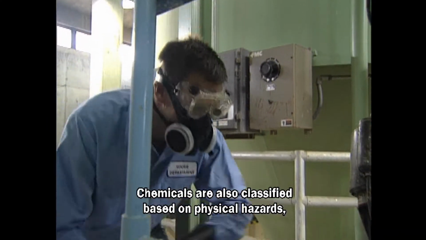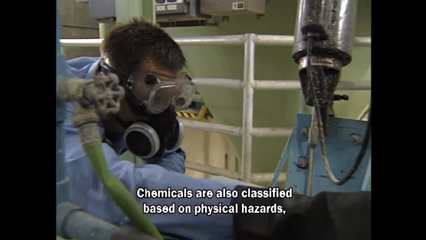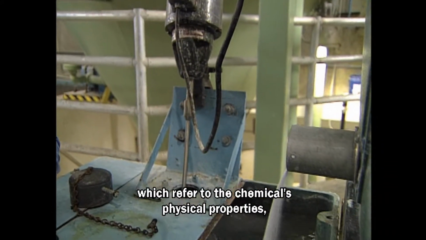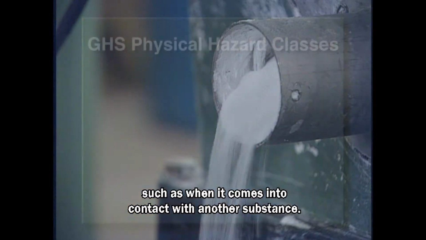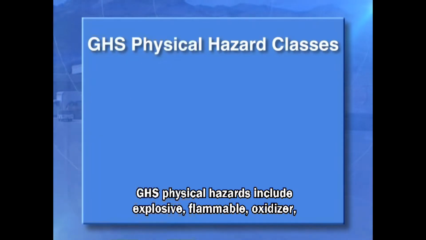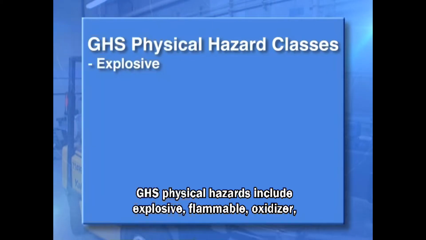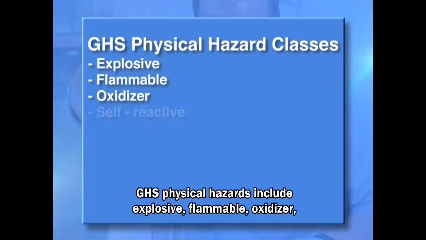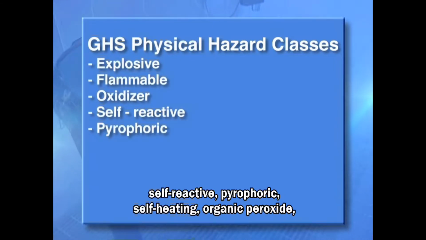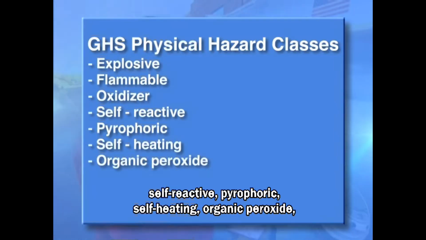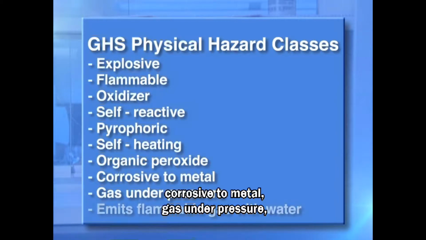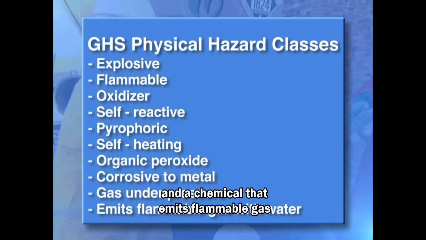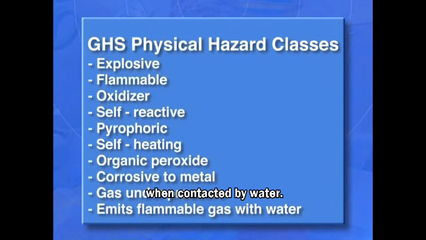Chemicals are also classified based on physical hazards, which refer to the chemical's physical properties, such as when it comes into contact with another substance. GHS physical hazards include explosive, flammable, oxidizer, self-reactive, pyrophoric, self-heating, organic peroxide, corrosive to metal, gas under pressure, and a chemical that emits flammable gas when contacted by water.